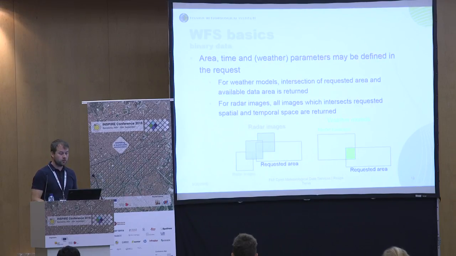So, area, time and parameters, which mean the actual data parameters, for example, temperature and so on. Those can be defined in the requests. For weather models, an intersection of the requested area and available data area is returned. But then for radar images, all images which intersect requested spatial and temporal space are returned here.